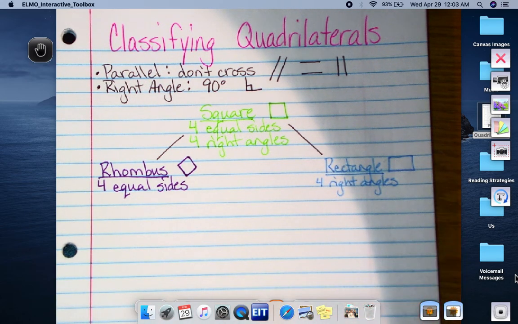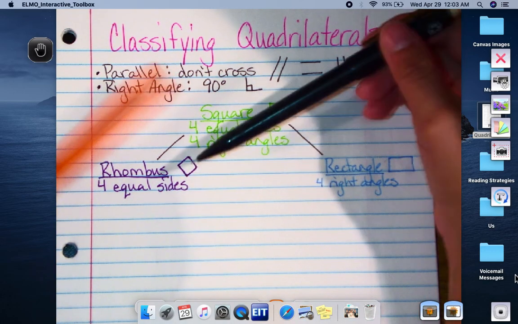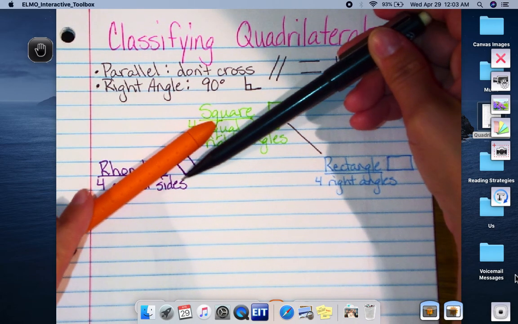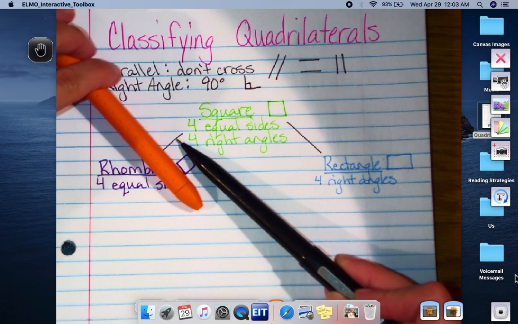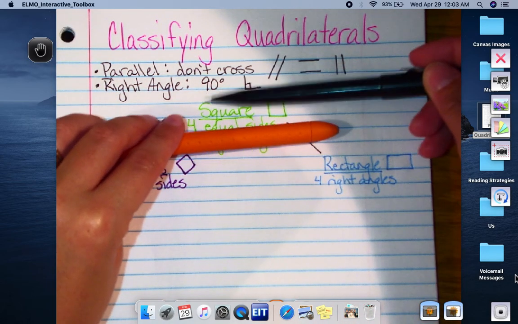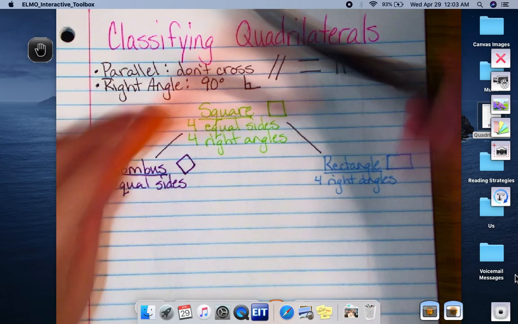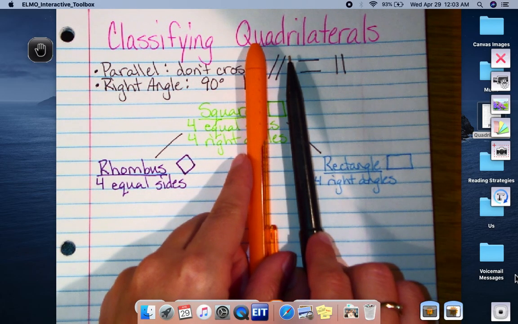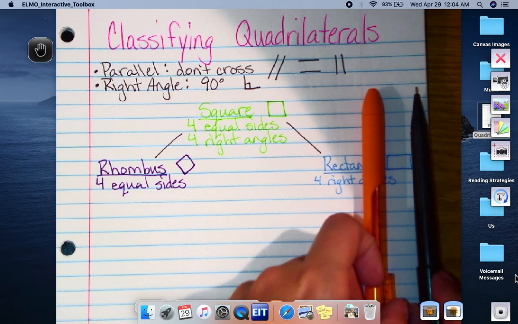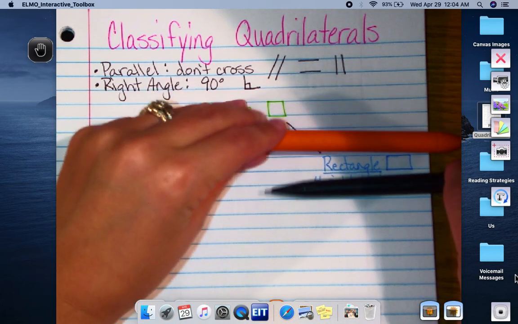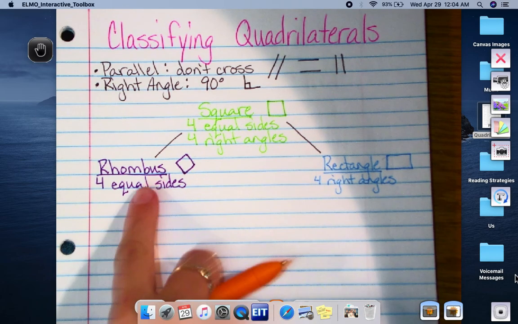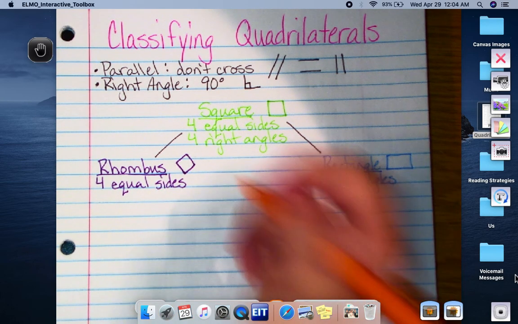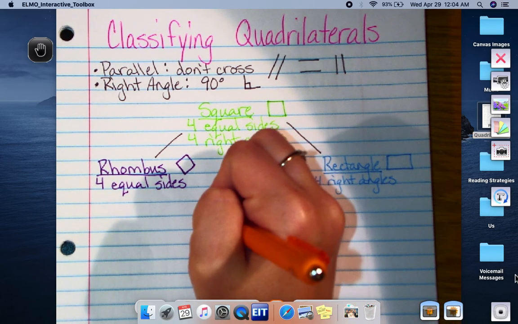So if we look, let me see, I'll just use 2 of these. So a rhombus, this would be one set of parallel sides. This is one set of parallel sides. A square, this is one set of parallel sides. This is one set of parallel sides. A rectangle, these sides are parallel. These sides are parallel. So all 3 of these shapes are examples of parallelograms.